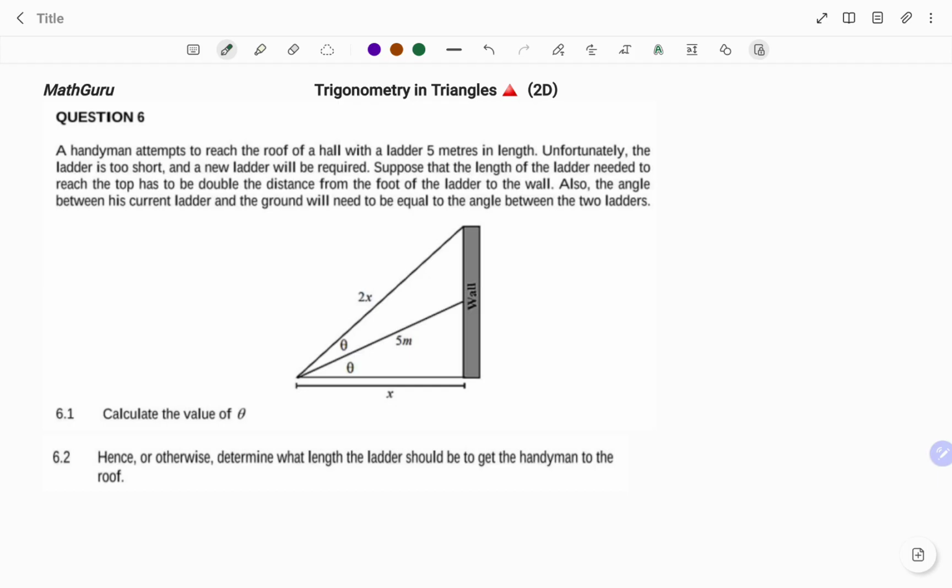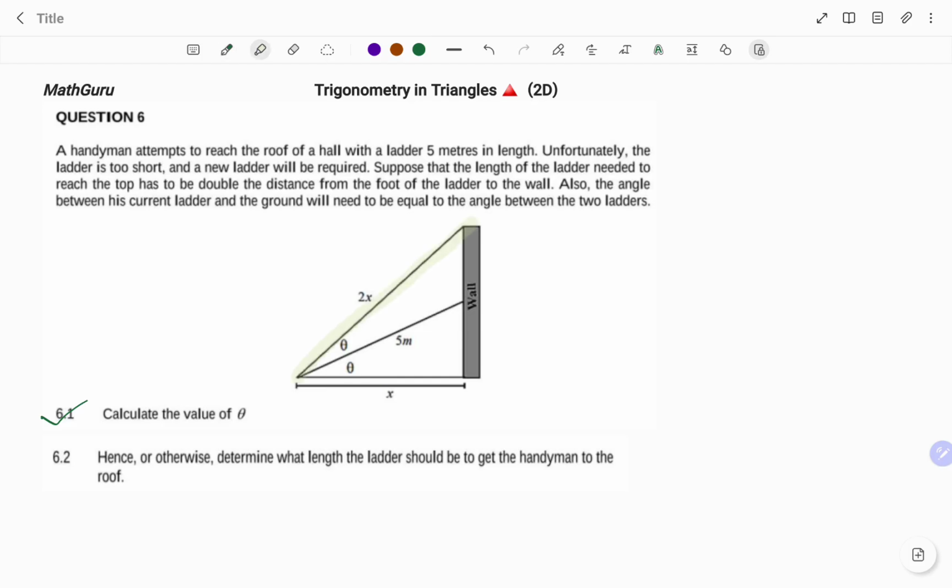Also, the angle between his current ladder and the ground will need to be equal to the angle between the two ladders. The first question says calculate the value of theta, and the second question, otherwise, determine what length the ladder should be to get the handyman to the roof. I'm going to start with the first part of the question that says calculate the value of theta.